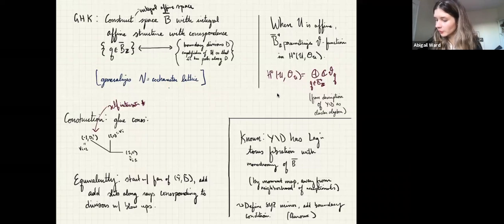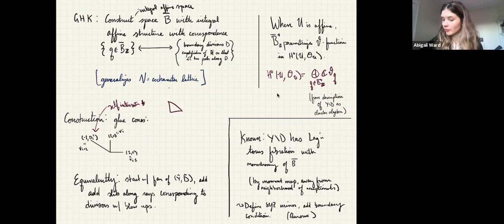So let me just do an example. Say I do P1 and I blow up a point. I do an interior blow up on one of the boundary divisors, so this is the cartoon of the boundary divisors of P2. Blow up a point on one of these. Then my self-intersection numbers are 1, 1, and 0. So call these B1, B0, B2.